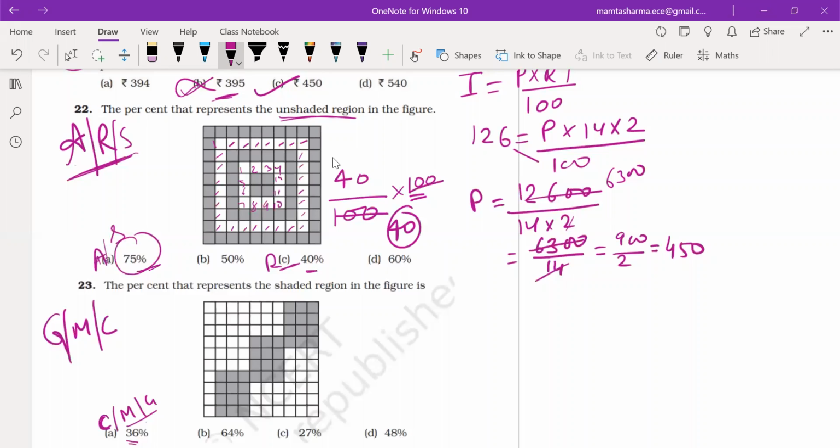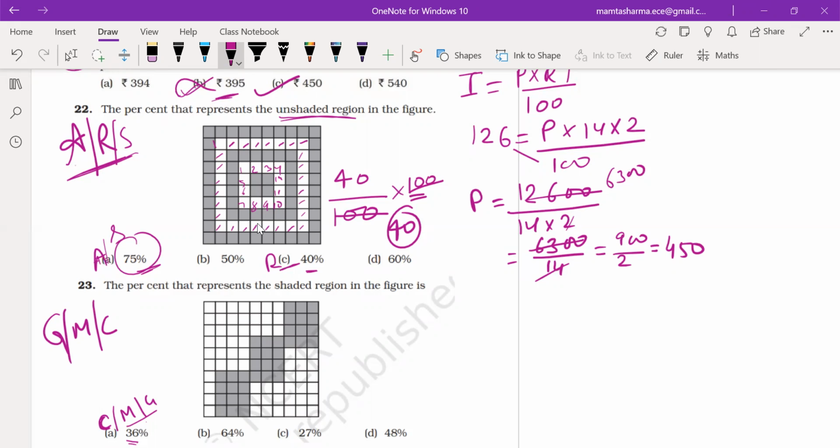Who is getting 75? Ma'am, Aisha and Shiva Pranav. Ritvik is correct. Aisha, how did you get 75? You might have calculated this gray shaded region, right? Yes, ma'am, I've calculated that one.